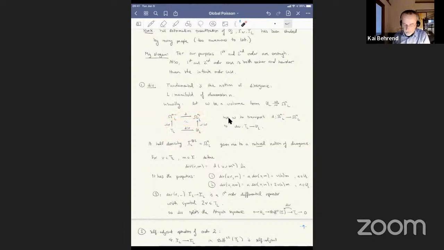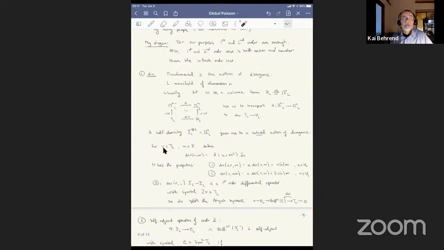So it uses this to transport D over to a divergence. But if you have a half density on your manifold, you get a more natural notion of divergence, which doesn't depend on the choice of a volume form. And so here's the definition of it.